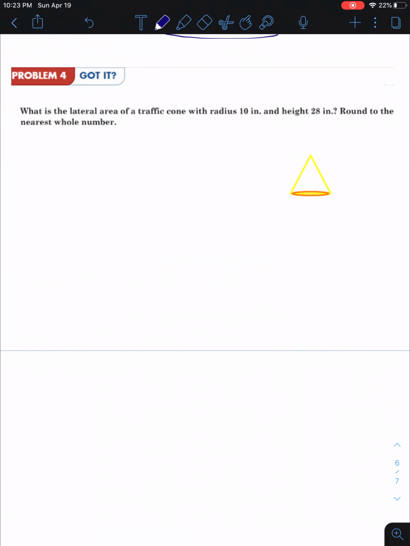Okay, we got one more. It's the lateral area of this traffic cone. Traffic cones are yellow, or you see them orange, depending on what you got. But on this one, you've got a radius. So radius is 10 inches, and the height is 28 inches. Round to the nearest whole number. Again, I have a right triangle here on a traffic cone. We're going to pretend that that traffic cone is not hollow like they make them. That's going to give me a 28-inch height and a 10-inch radius. Again, right triangle, so we're looking for L.